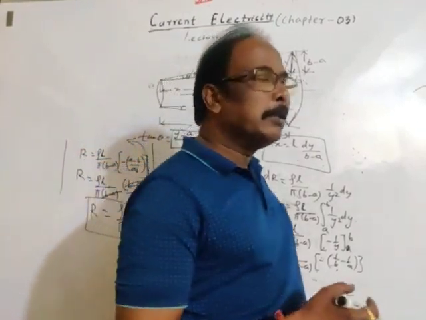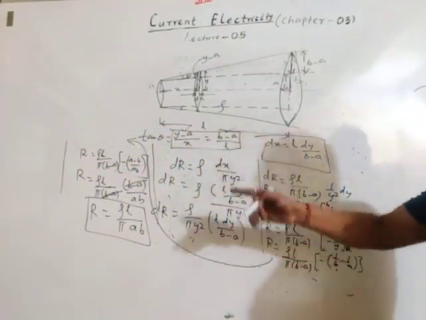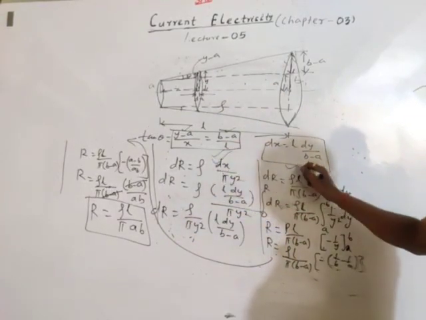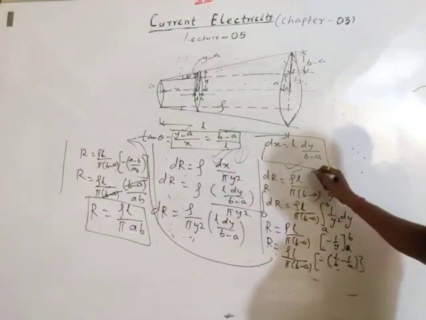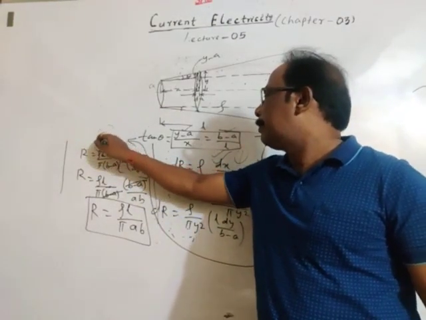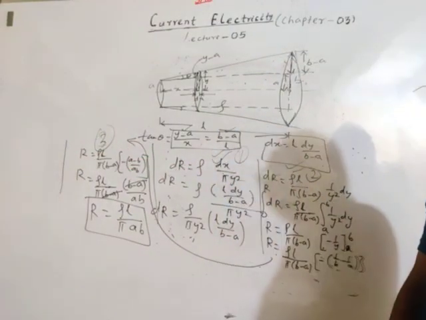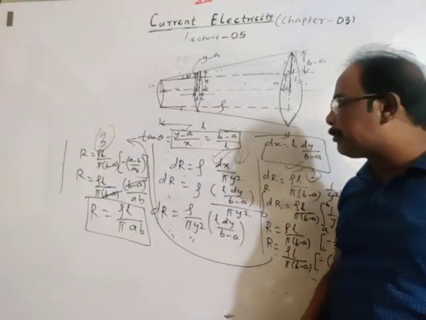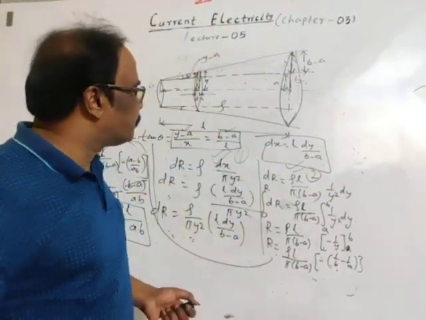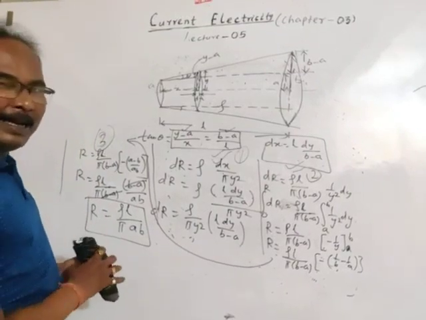The resistance of this wire of non-uniform cross-sectional area is rho L divided by pi ab. Rho L divided by pi ab. Is it clear? Is it clear?